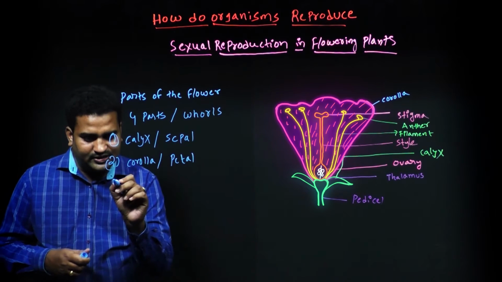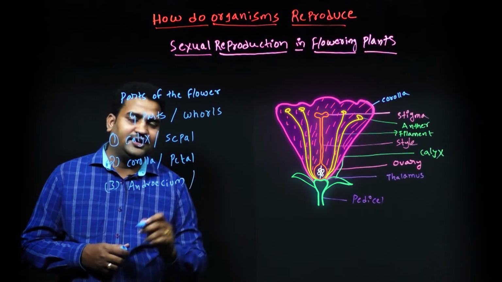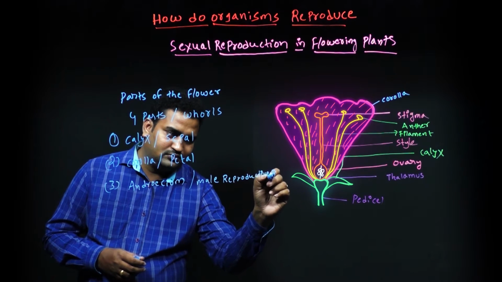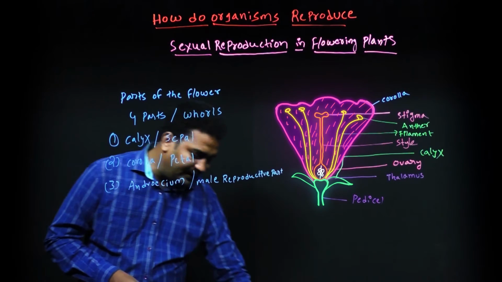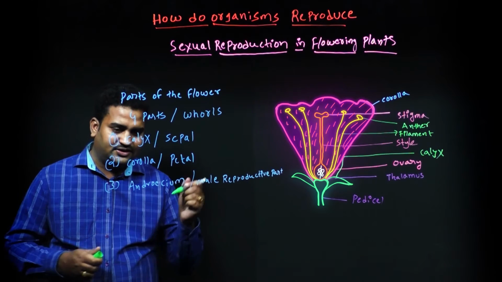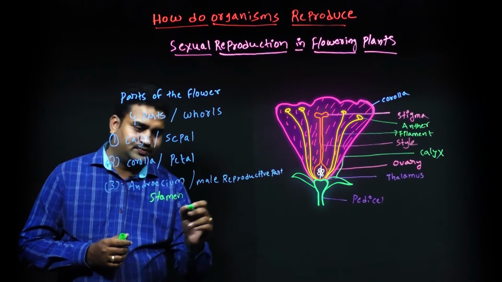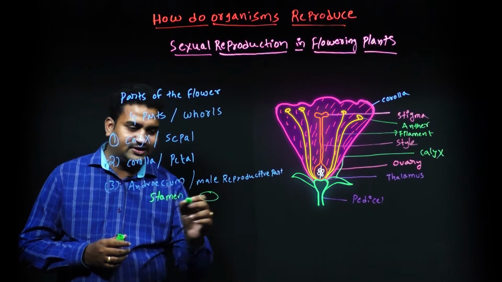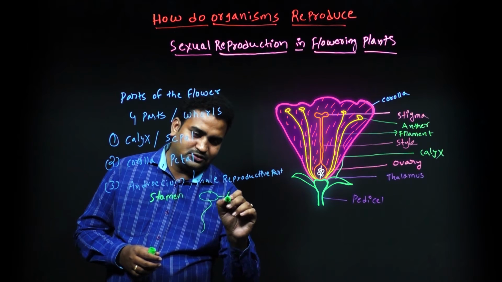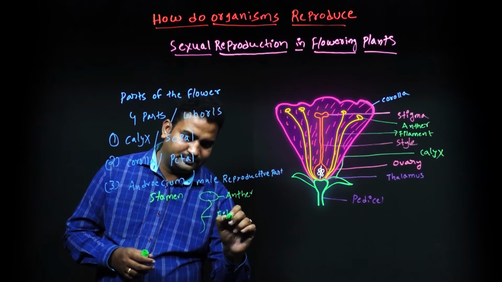Now another one, that is androecium. This is the male reproductive part of the flower. When you look at the androecium, the single unit of the androecium is called stamen. A typical stamen contains two parts. The upper swollen part is called anther, and the long slender part is called filament. So this is the anther and this is the filament.